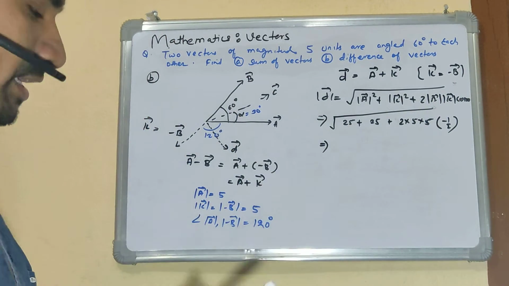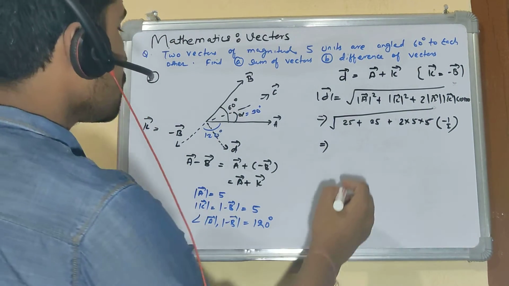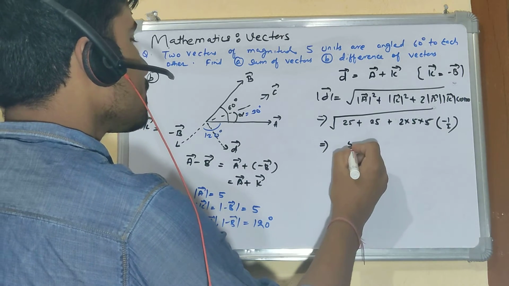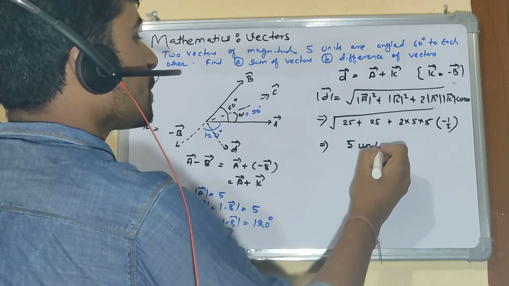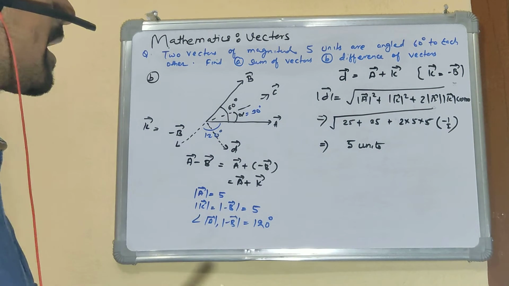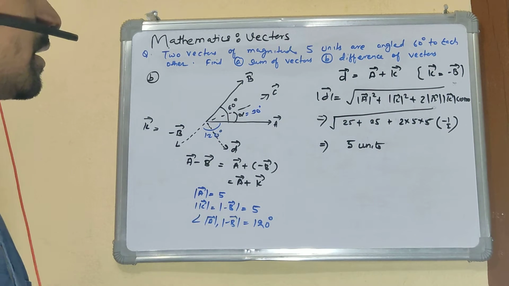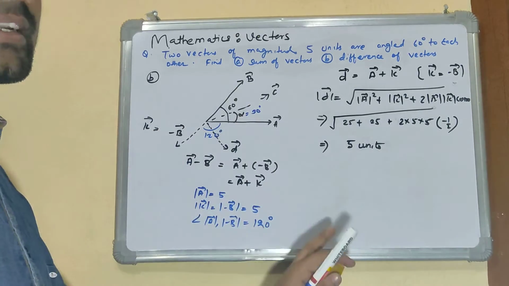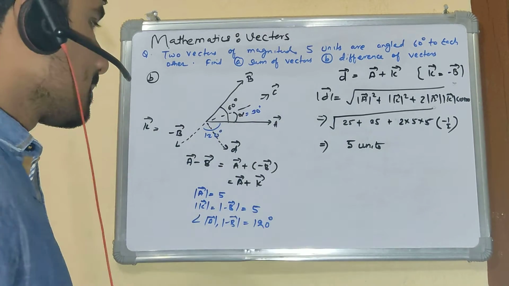So what is the magnitude now? Can you calculate? This is root 25, right? So it is 5 units, right? This is 5 units. The magnitude is 5 units. So the magnitude of the resultant vector here is 5 units, right?